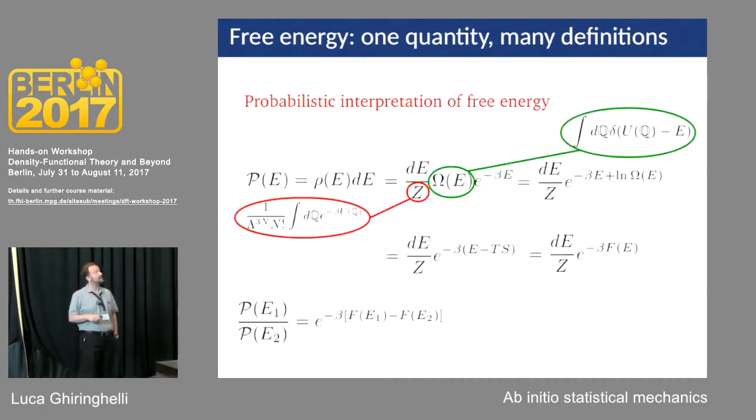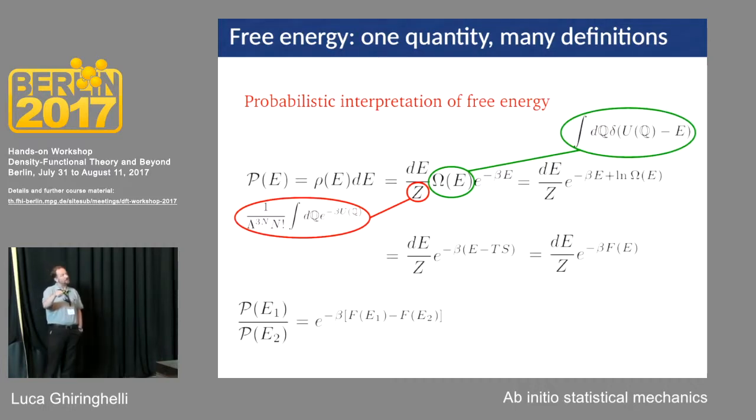Then we have the probabilistic interpretation of free energy. The probability that you have a state at a certain energy is equal, well, density of states again, and is equal to this term here. So you have the Boltzmann factor, the density of states, and this normalization that is the partition function. So this is the probability to get a system in a state of certain energy E.